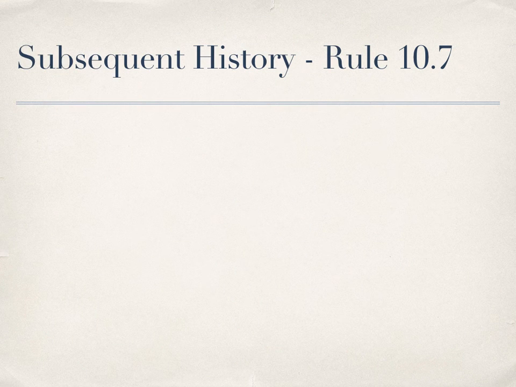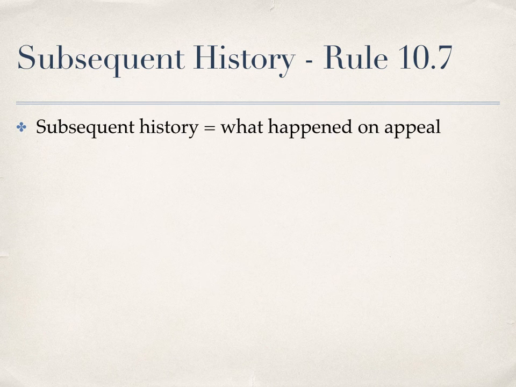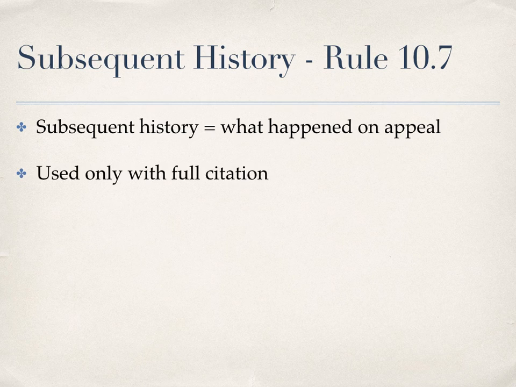Subsequent history can be found in Blue Book Rule 10.7. Subsequent history equals what happened on appeal. In other words, what happened to your case after this court decided it. Generally, you're only going to provide subsequent history when you provide a full cite, so only the first time that you cite a case.